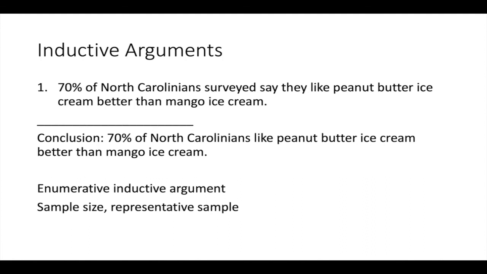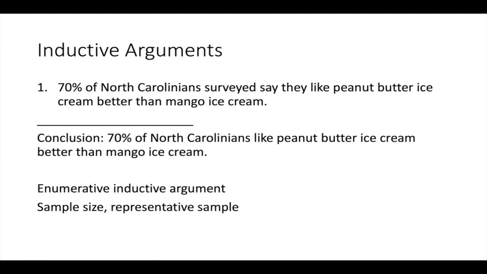Okay, but we also have to have a representative sample. That's the other key here. And that means that if we only call children in North Carolina, for example, and then we're trying to make a generalization about all North Carolinians of all ages, that again is not going to give us good support for our conclusion, because we haven't surveyed a representative sample of North Carolinians.